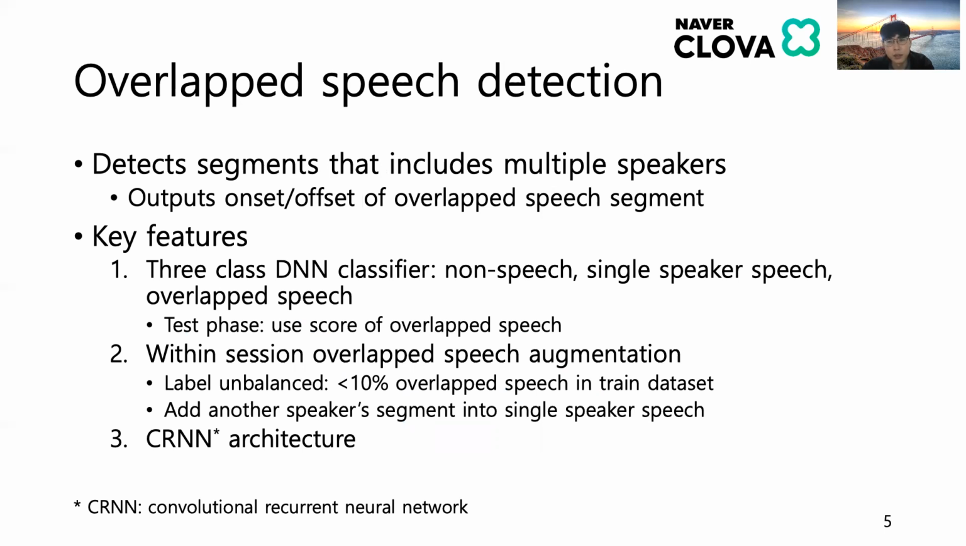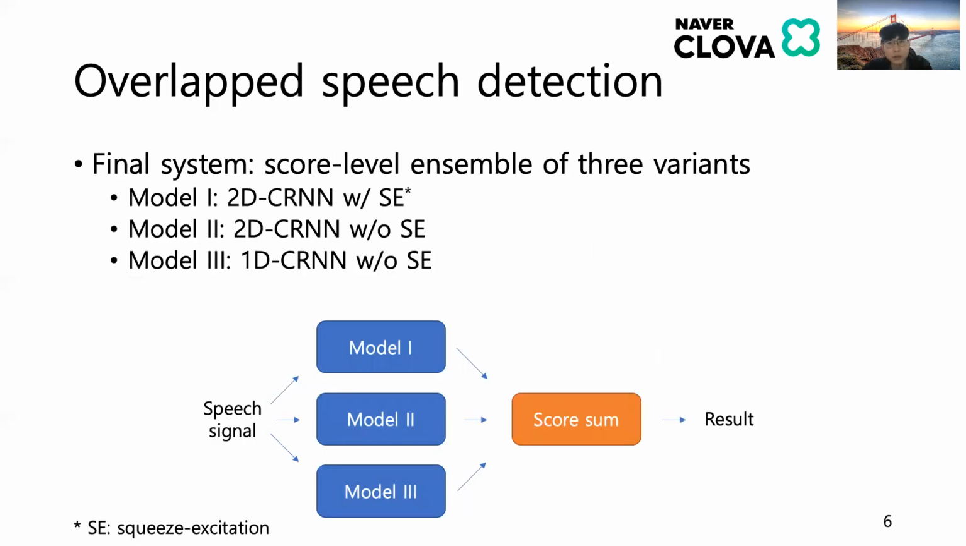Second, we augmented the training dataset by adding another speaker segment in the middle of a single speaker segment. This augmentation increased the ratio of the overlapped speech. Last, we use a CRNN architecture instead of the existing system based on RNN. For the DIHARD submission, we used a score-level ensemble of three model variants: 2D CRNN model with SE, 2D CRNN model without SE, and 1D CRNN model without SE.